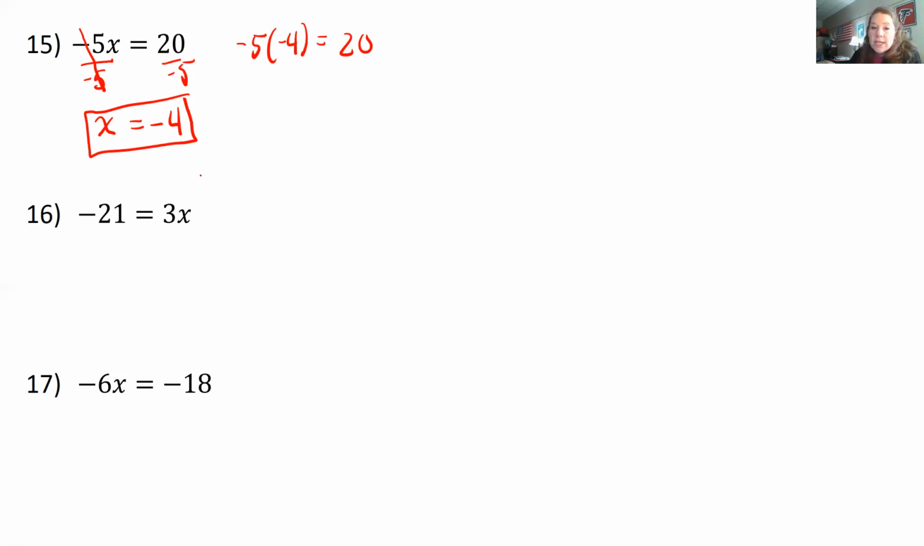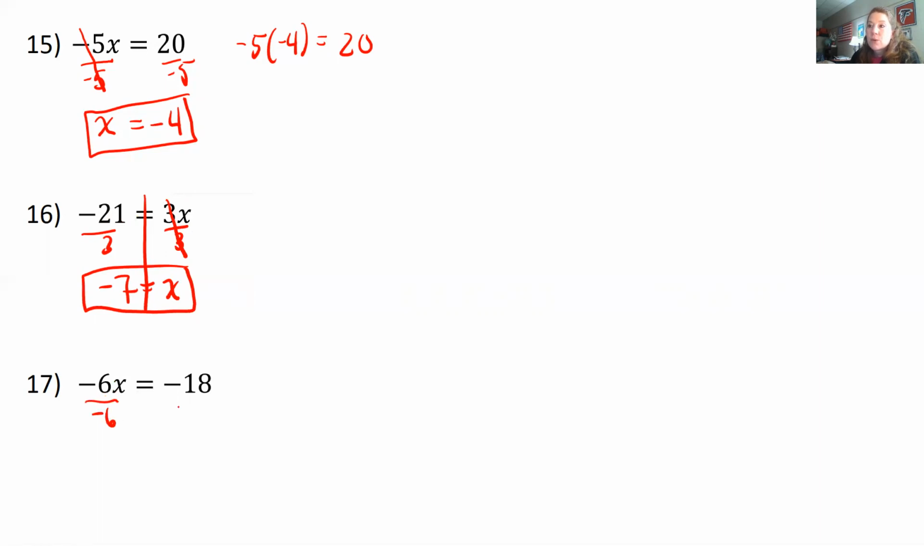So number 16, what is attached to our variable? A 3, which means 3 times x. So we do the opposite. So the opposite of times 3 is divided by 3. 3 divided by 3 is 1, and 1 times x is x. And -21 divided by 3 is -7. You plug it in, does 3 times -7 equal -21? Yes. Number 17, -6 times x. What's the opposite of multiplying by -6?